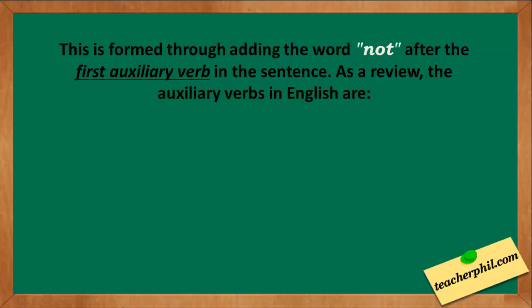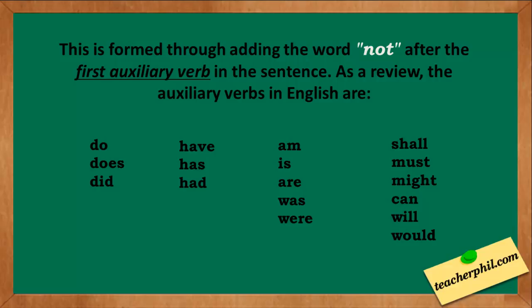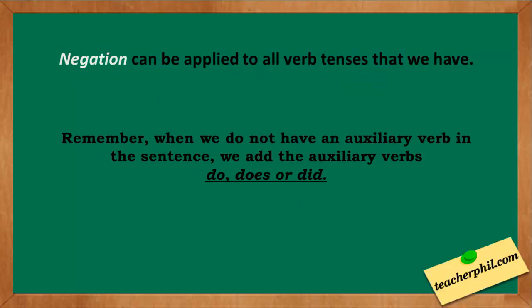As a review, the auxiliary verbs in English are the do verbs, which are do, does, and did. The have verbs, have, has, and had. The be verbs, am, is, are, was, and were. And the modals, which are shall, must, might, can, will, would, and so on.